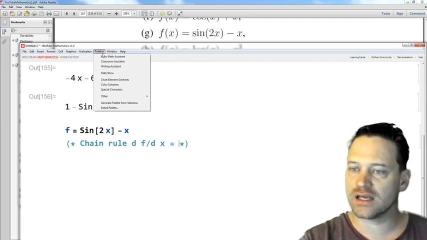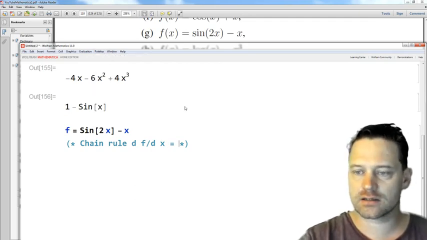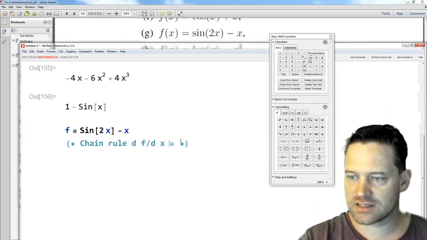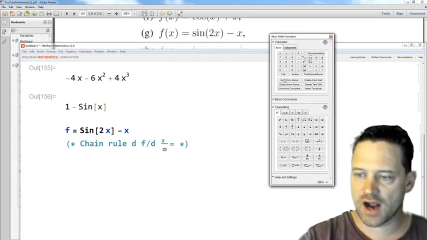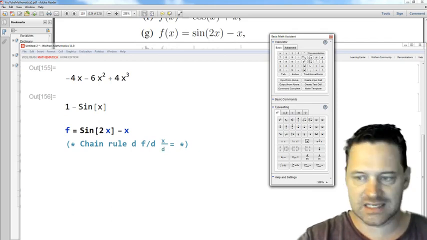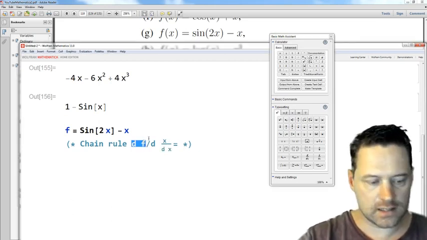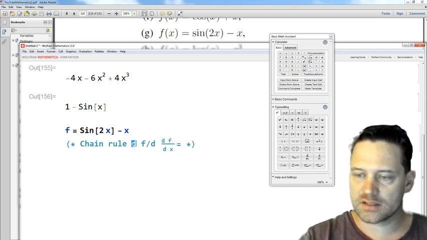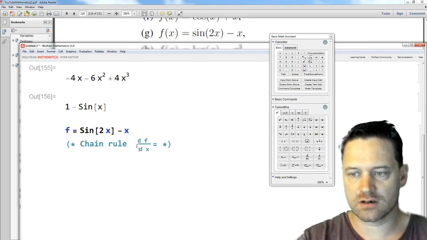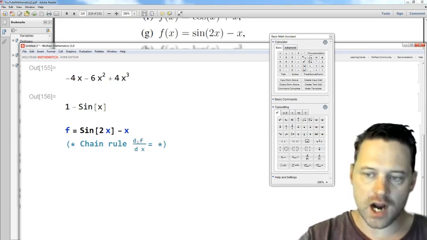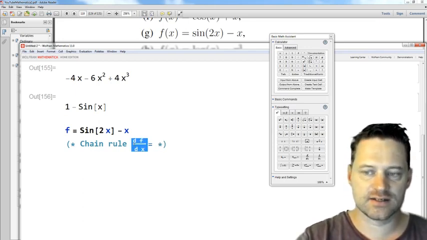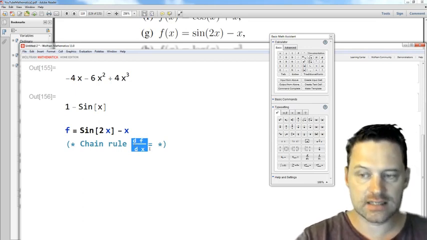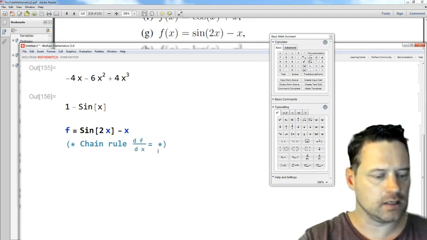So I'll open up a palette, Basic Math Assistant, okay, and it's right here, and I'm going to express this instead using the fraction button. So I'll put the dx in the denominator. Now all of this is just in comment form. Okay, but it should be helpful for describing this to you. All right, now df on dx, the derivative of this function with respect to x, is equal to, by the chain rule.